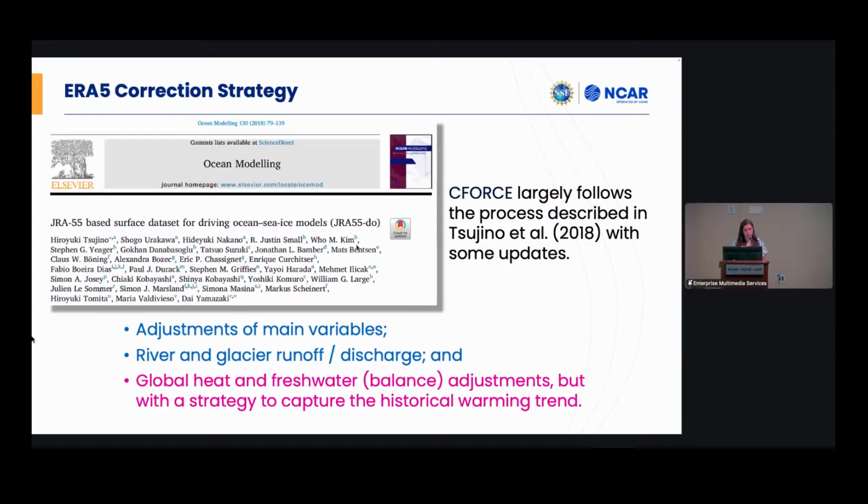Then, because ERA5 doesn't have any data about river runoff and things like that, we create the dataset of river and glacier runoff and discharge. And after these adjustments are made, we do the global heat and freshwater balance adjustments, with a strategy to capture the historical warming trend that we see in observations.